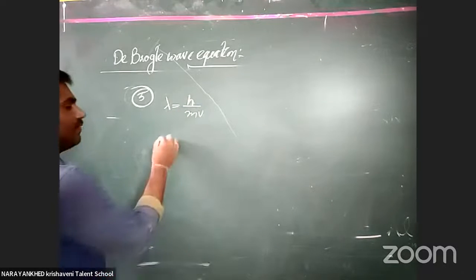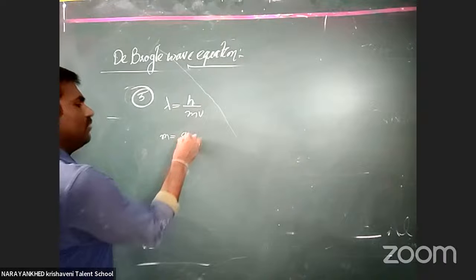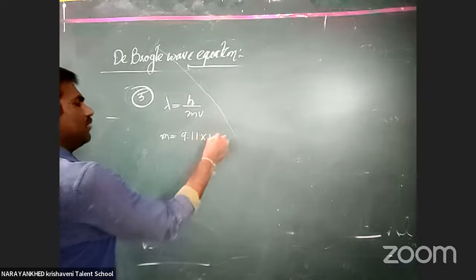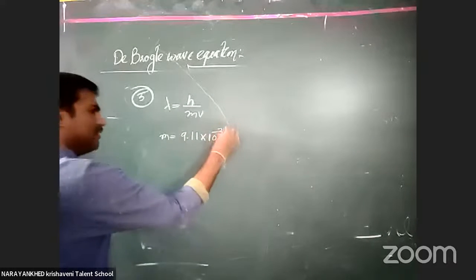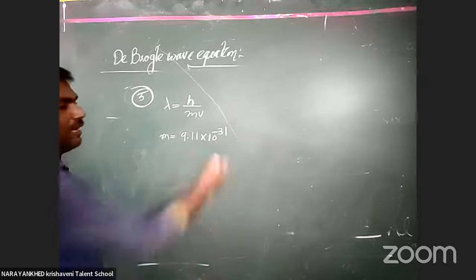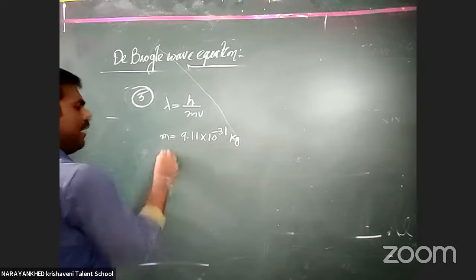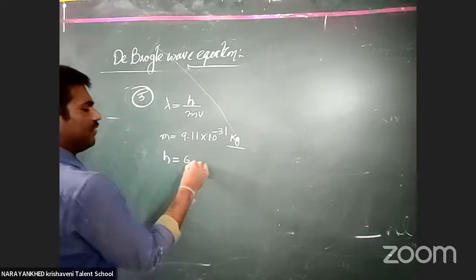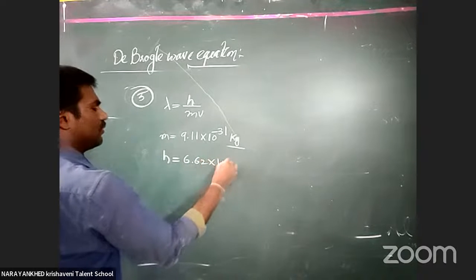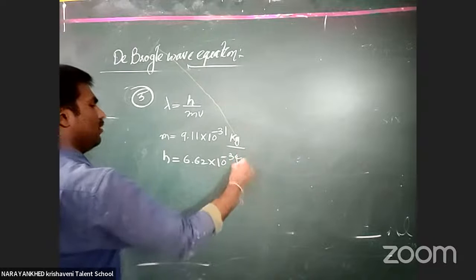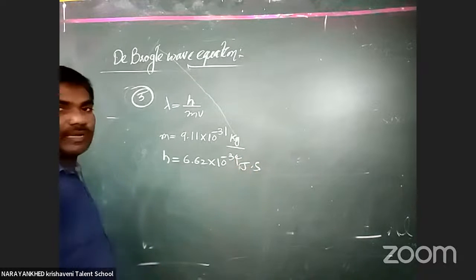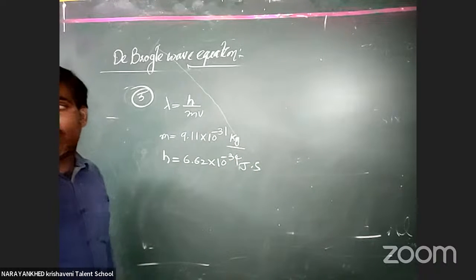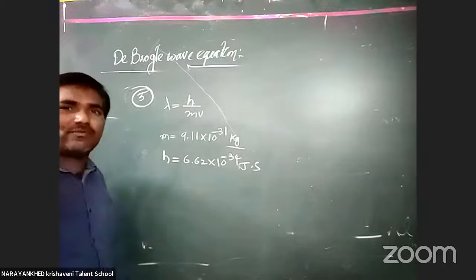Here the mass is given. Mass is equal to how much? The given 9.11 into 10 to the power of minus 31 kgs. Okay, this is the mass of the electron. And the h value you know very well. We have taken it in kgs, that's why it is taken as 6.63 into 10 to the power of minus 34 joule second. Okay, clear or not? And the next one, the given velocity in indirect form.